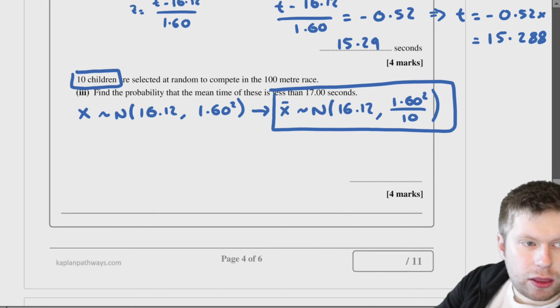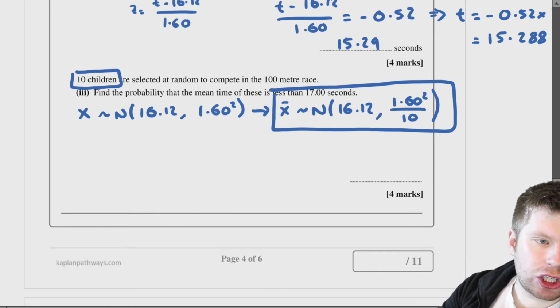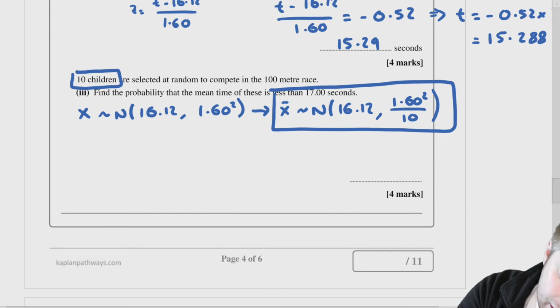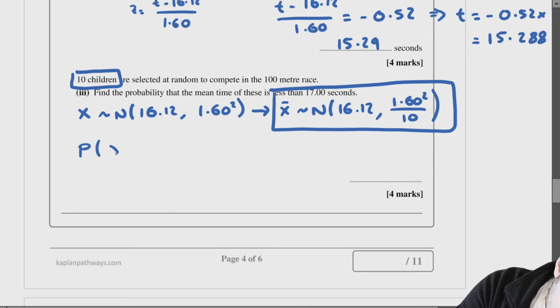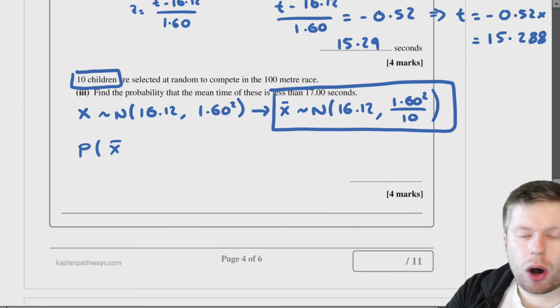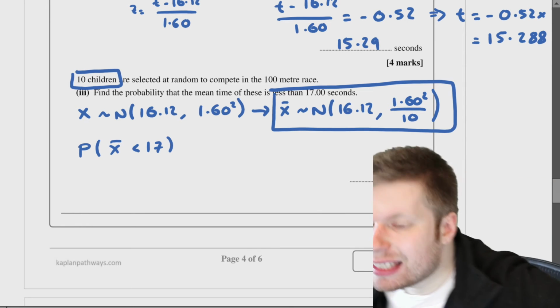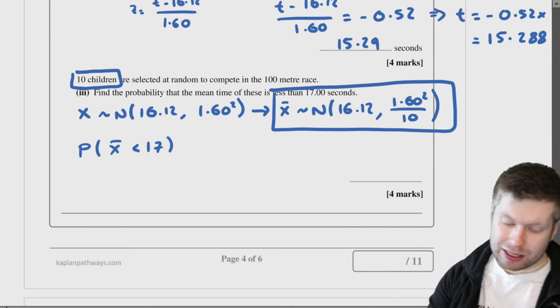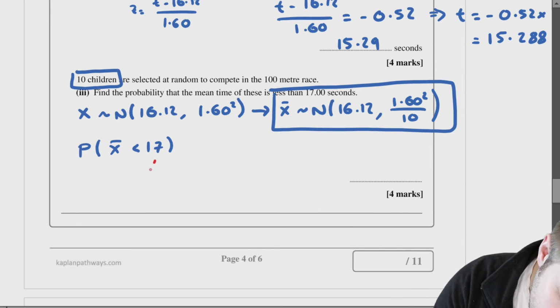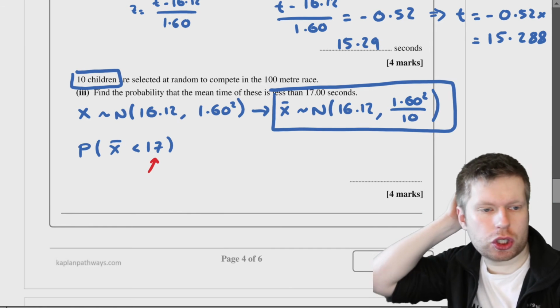Now I need to find the probability that the mean time of these 10 children is less than 17 seconds. So I want to find the probability that the mean time of these 10 children, the x bar, is less than 17 seconds. Well, now it's exactly the same situation we were looking at before. It's just the same kind of straightforward standard deviation and normal distribution questions.